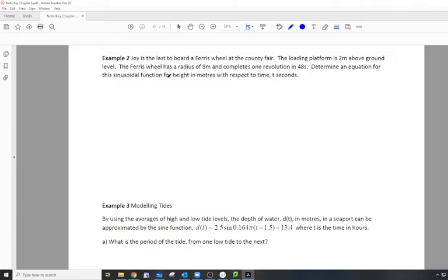So this is another Ferris wheel question. Joy is the last aboard a Ferris wheel at the county fair. The loading platform is 2 meters above the ground. The Ferris wheel has a radius of 8 meters and completes 1 revolution in 48 seconds. So the first thing I'm going to do is draw myself a Ferris wheel. I find it always just sort of gives me context.